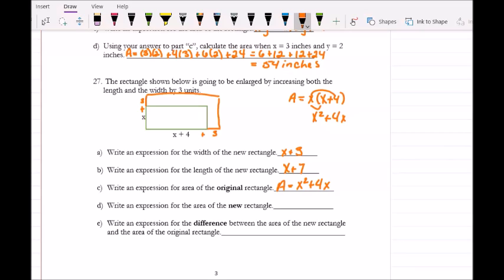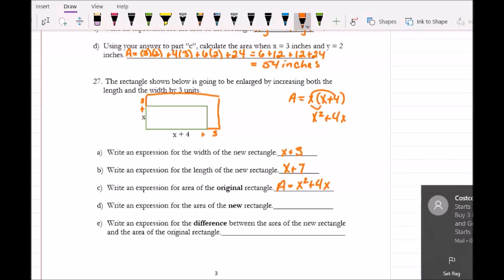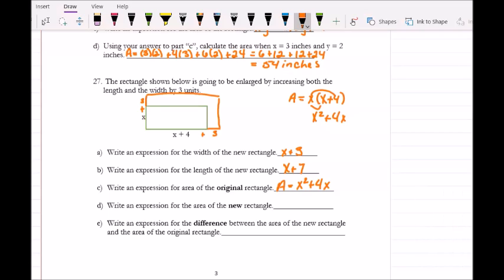Write an expression for the area of the new rectangle. Okay, so now the new width, I'm sorry about all these interruptions. A equals x plus 3 is the new width, and x plus 7 is the new length.